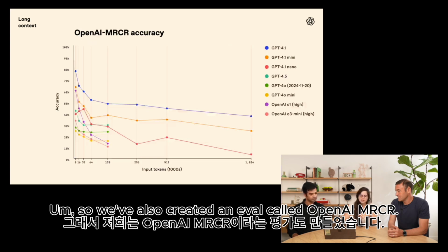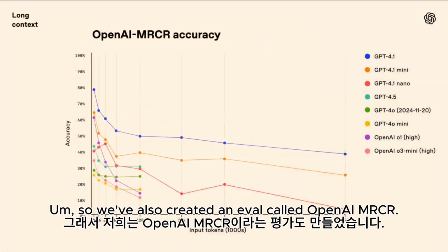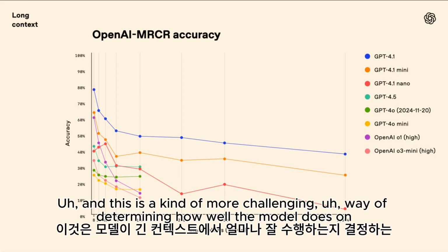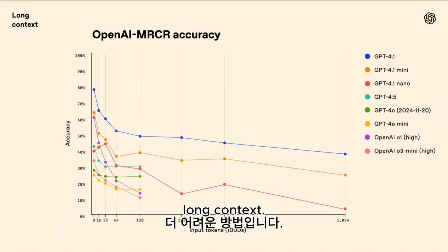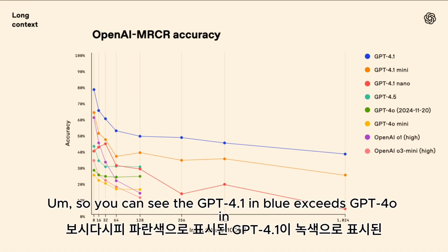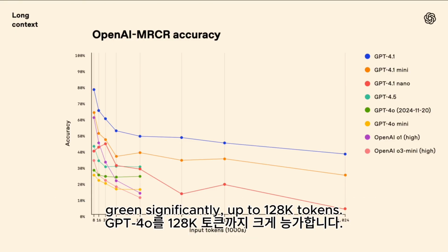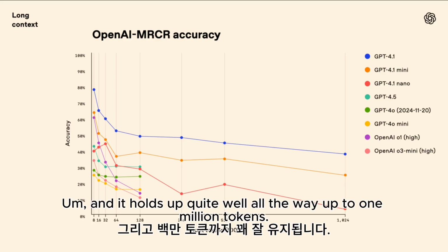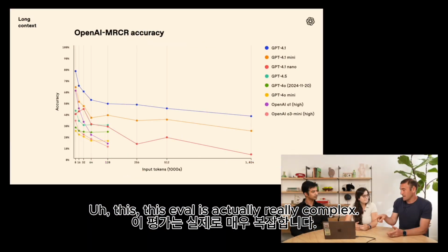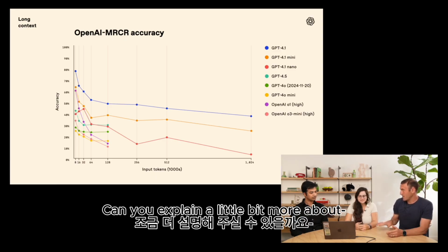So we've also created an eval called OpenAI MRCR, and this is a more challenging way of determining how well the model does on long context. You can see that GPT-4.1 in blue exceeds GPT-4.0 in green significantly, up to 128K tokens. And it holds up quite well all the way up to 1 million tokens. And this eval is actually really complex. Can you explain a little bit more about how it works?